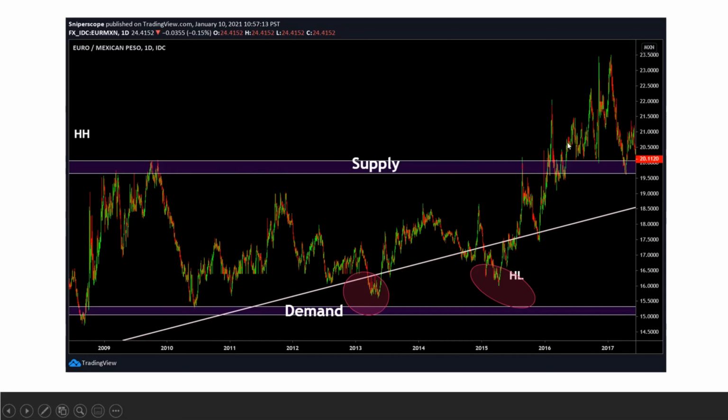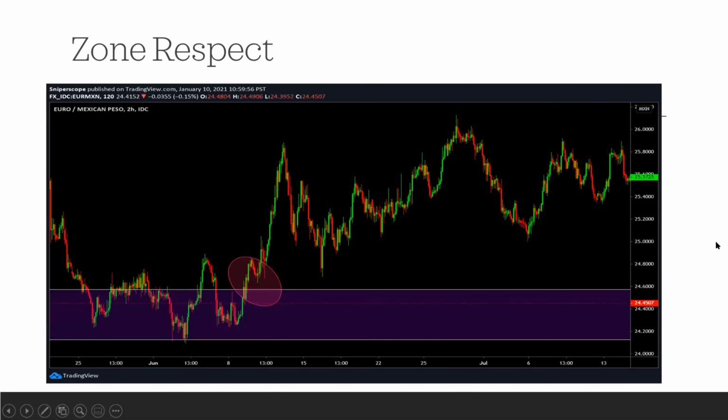Now, the supply zone is not broken until it's respected. This is a respect point. This is a respect point. And this is a respect point. As long as we never go back under this supply zone, price is being respected, and we can move into a bullish trend. Had this demand zone been broken, it would have turned into a supply zone.